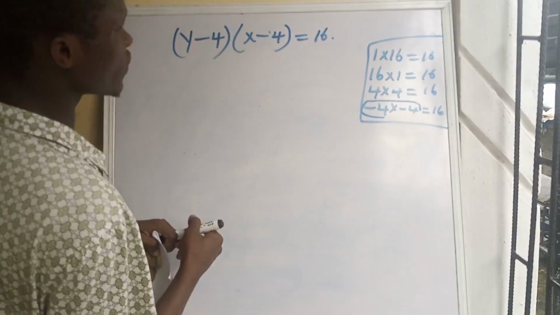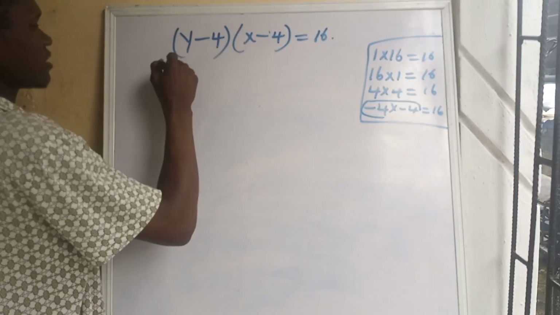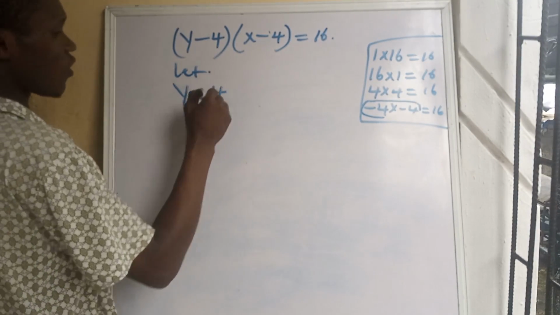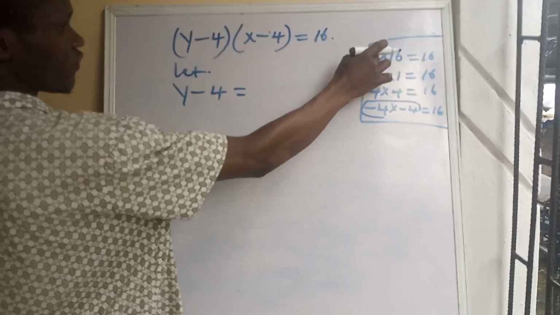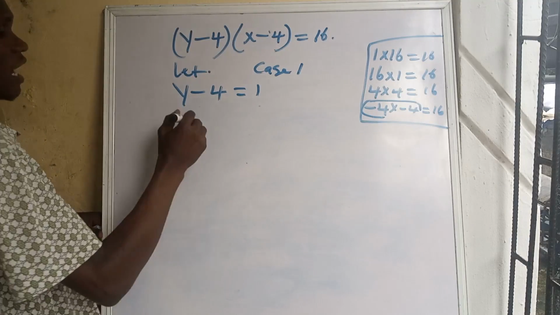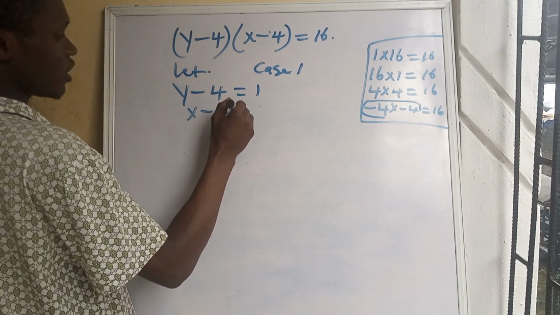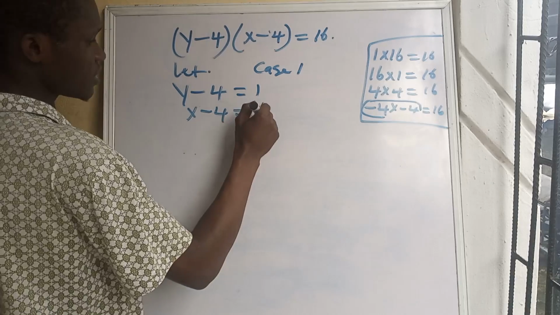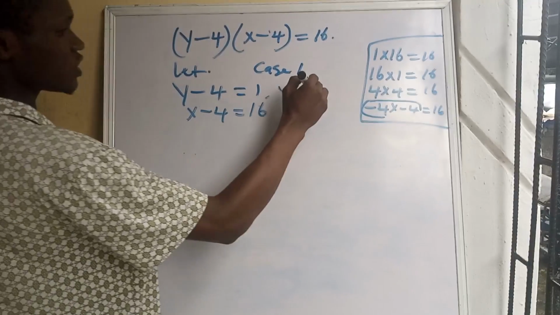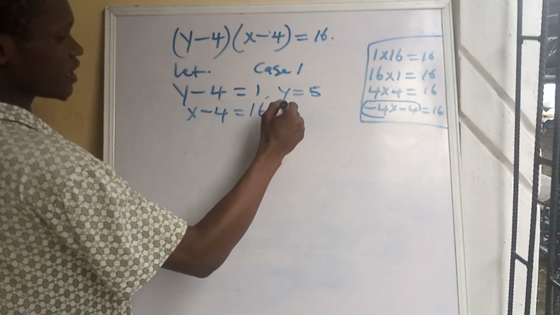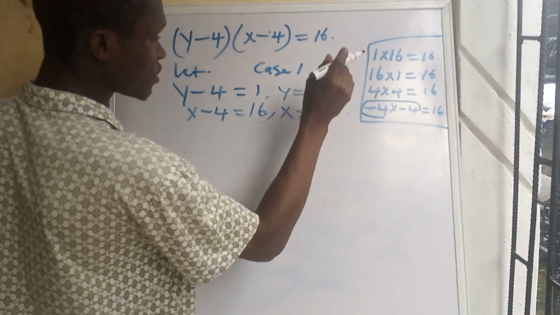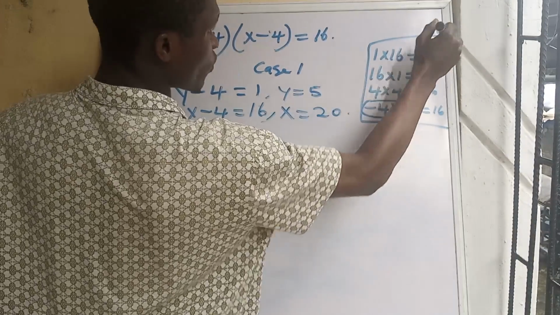So if we are working with the 3 of them that are positive, let y minus 4 equal the first one, 1. We can call this case 1, and x minus 4 equals 16. At this junction, bringing this 4 to the right hand side, your y is equal to 5. Then your x is equal to 4 plus 16, which gives us 20. Okay, we are done with this.